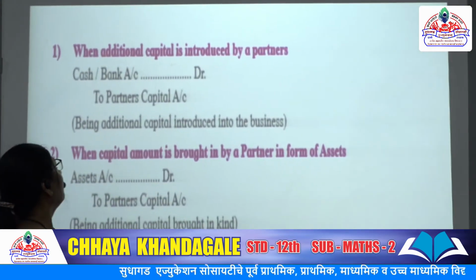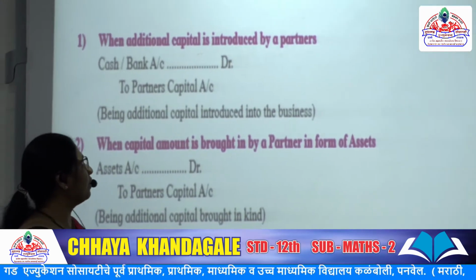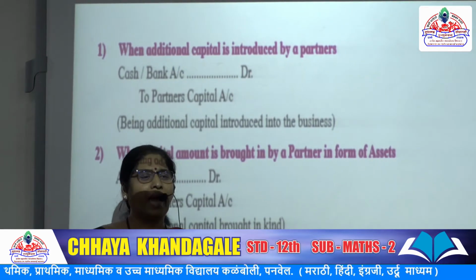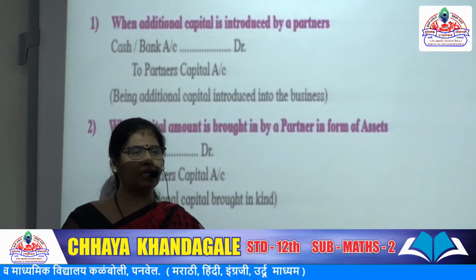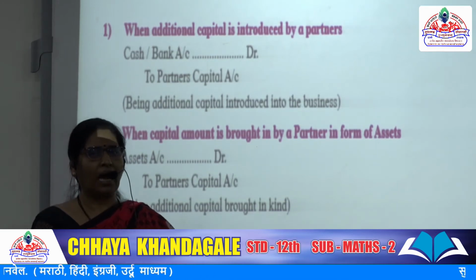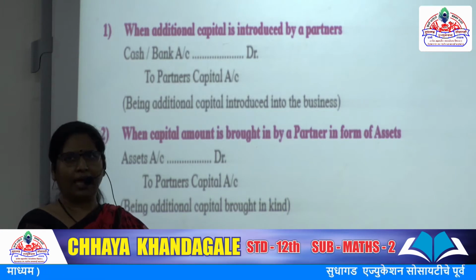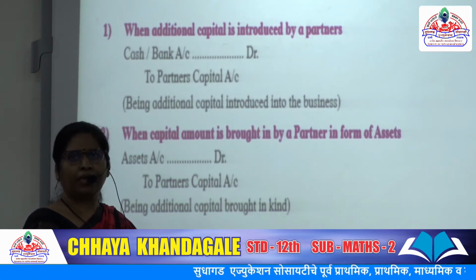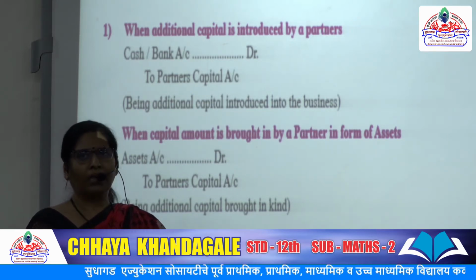Now see journal entries for this. When additional capital is introduced by a partner, what will be the journal entry for this? Cash or bank account debit. We are going to look at these journal entries in the form of that particular, because that is a different identity. ती एक वेगळी आयडेंटिटी आहे. ठीक आहे, AB पार्टनर्स आहेत आणि ABC लिमिटेड फॉर्म केली. ABC लिमिटेड ही वेगळी है, वो अलग है ABC लिमिटेड, और AB पार्टनर्स अलग है.